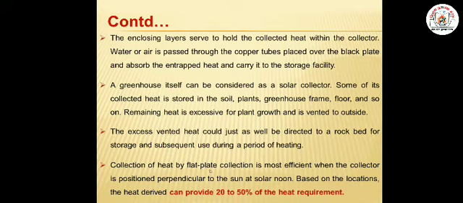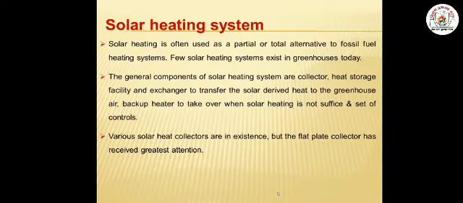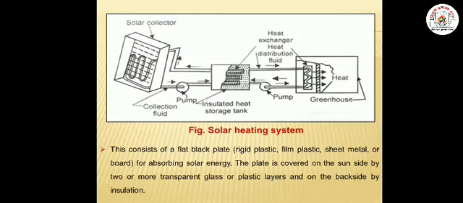Collection of heat by a flat plate collector is most efficient when the collector is positioned perpendicular to the sun. Based on the location, the heat derived can provide 20 to 50% of the heat requirement. So in this way, by means of such a solar heating system, the requirement of heating a greenhouse structure can be achieved very effectively.